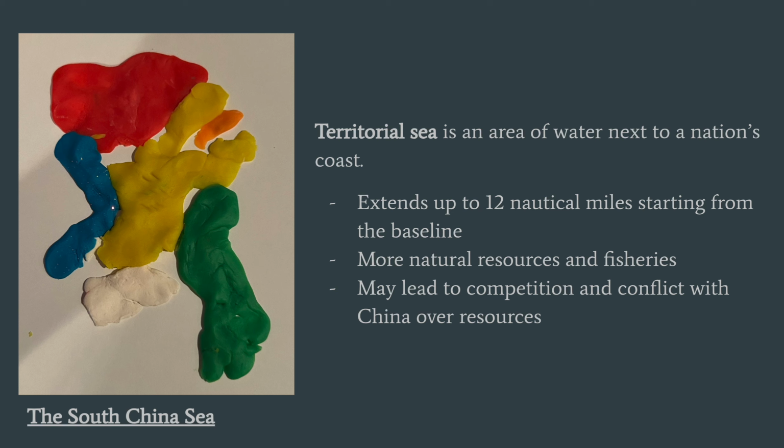Next is territorial sea, and this is the area of water next to the coast, and this extends up to 12 nautical miles. An example is the Philippines trying to claim territorial sea in the South China Sea because it extends up to this 12 nautical miles. So the yellow part is the South China Sea, and the green is the Philippines, red's China, and they're having a conflict because the Philippines want to do fishing and use the natural resources in this yellow part.